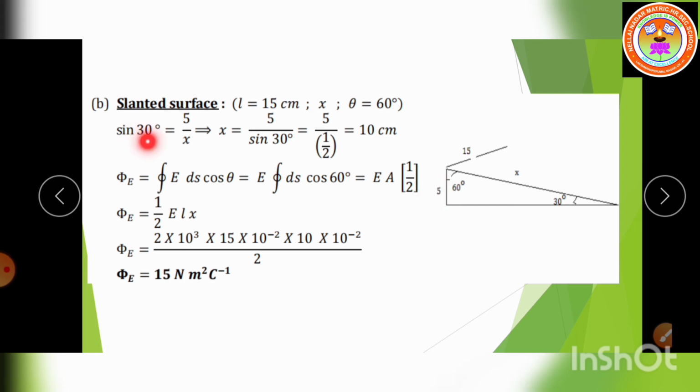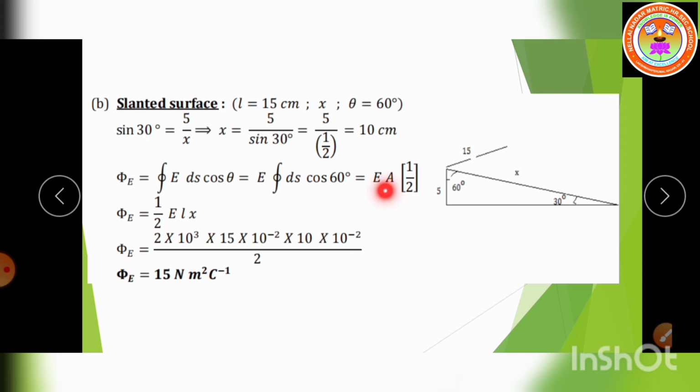So sine 30 degree is equal to 5 by x. From this, x is equal to 5 divided by sine 30 degree. What is the value of sine 30 degree? 1 by 2. So the 2 will come to the numerator. 5 into 2, 10. So we are getting the answer 10 centimeter. Is it clear? Now we know the formula phi E is equal to closed integral E dS cos theta. E closed integral of dS cos 60 degree. What is the value of cos 60 degree? 1 by 2. Instead of closed integral of dS, we can write here A.